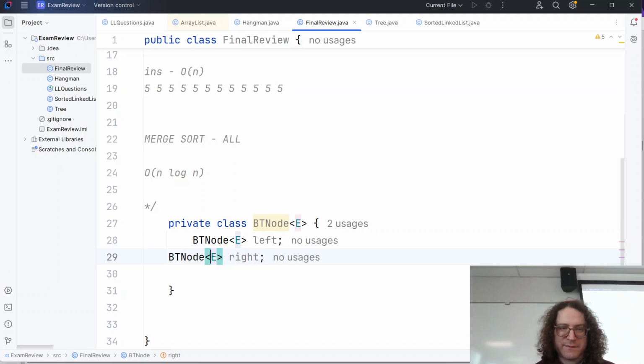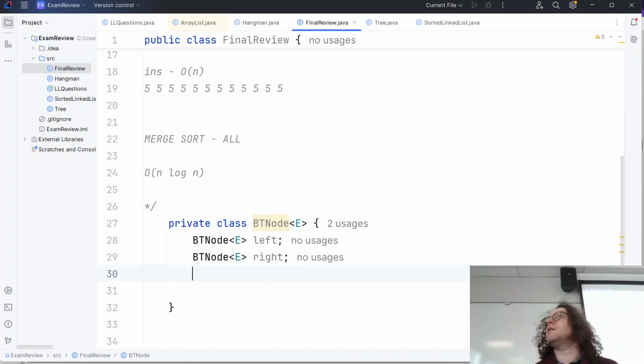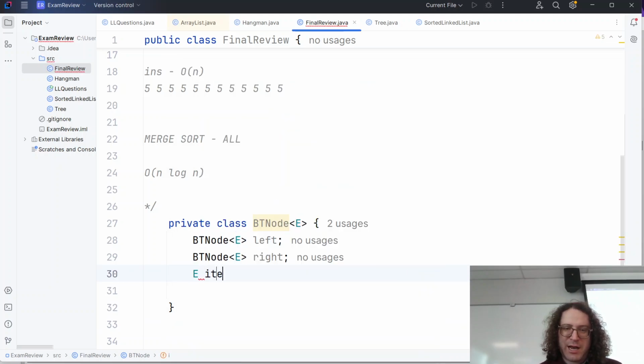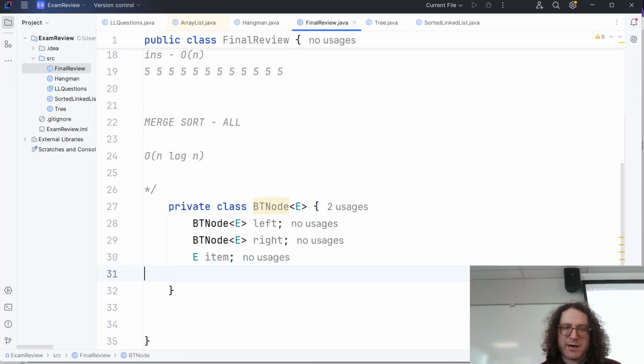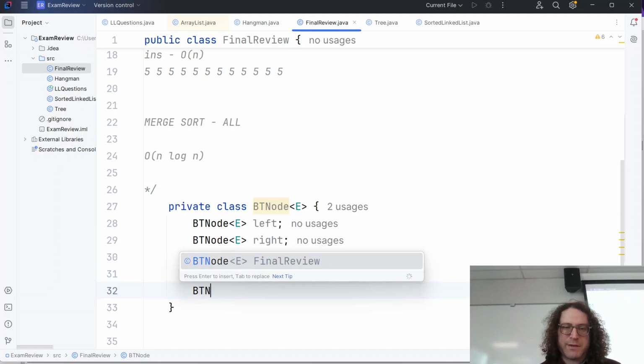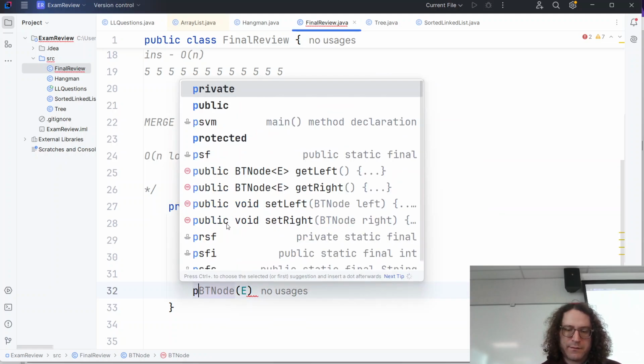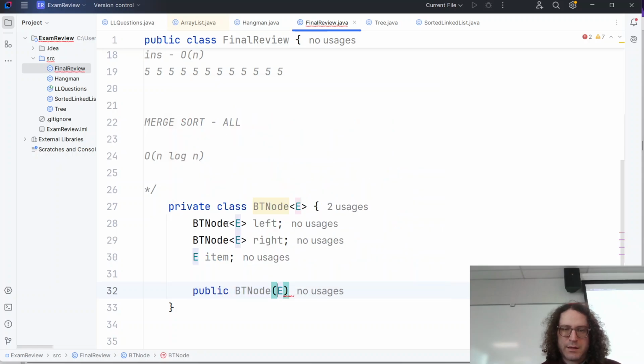Right. Why exactly do they care about how we implement the BFS algorithm? No, it just cares that we do. Okay, that is the left, right, and an E item right there. And wait, I do need to actually make a constructor, BT node, E item.